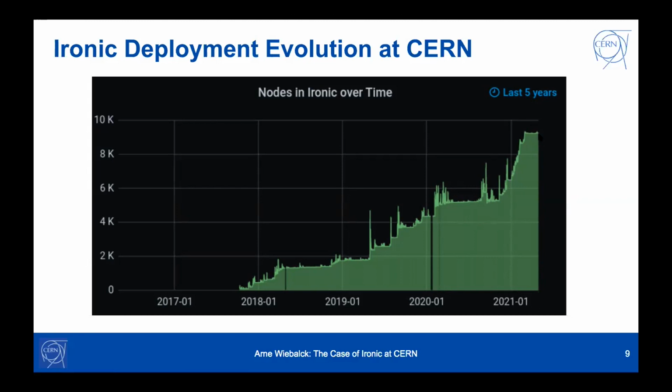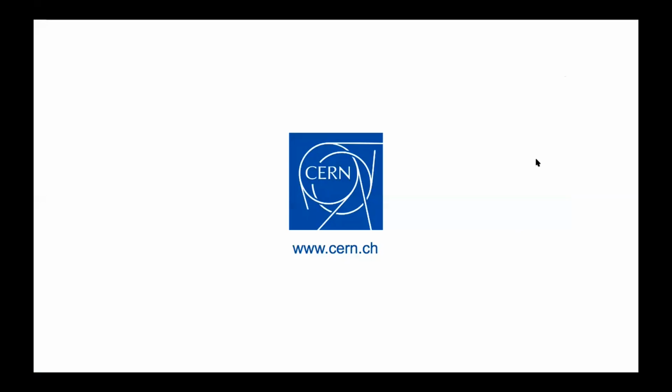So this is taken right before the retirement that I just mentioned. We'll drop here by 1,600 nodes. And I think that's it already. So this is why and how we use Ironic at CERN. And with this, I'm happy to take questions, if there are any.